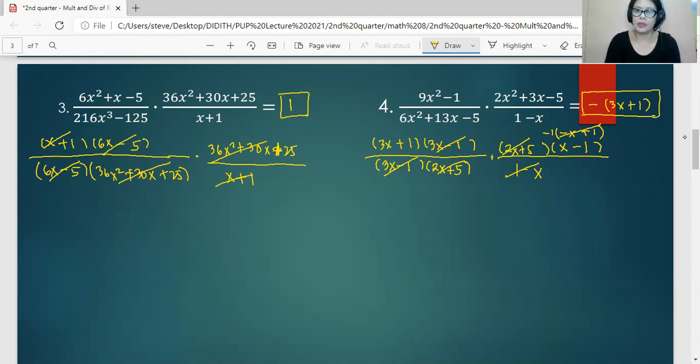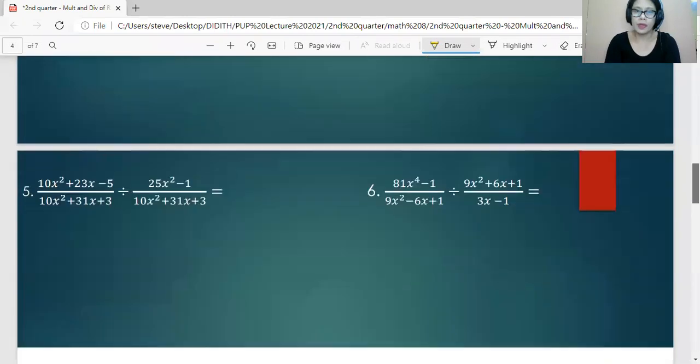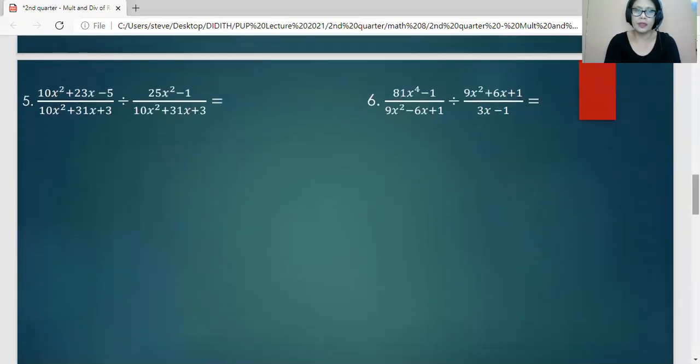Okay? So for number 5, we're now going to proceed with division of rational algebraic expressions. Same as what we did in the previous examples, we're going to rewrite each expression in factor form. But here, make sure that you get the reciprocal of the divisor, and then we will shift to multiplication.